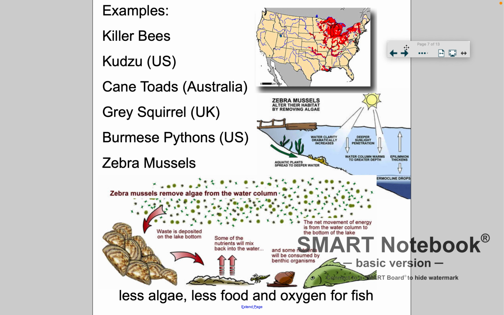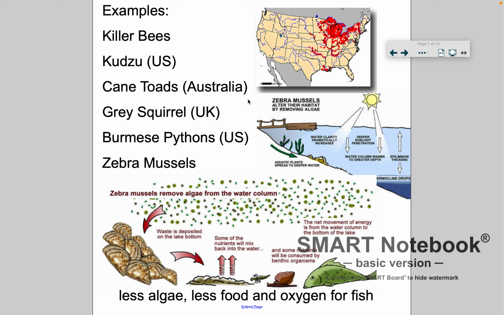So examples of introduced species: killer bees, kudzu in the United States, which is this fast-growing plant, and it grows very rapidly. I think it grows faster than bamboo, and it just can cover vehicles, cars, and houses in just a matter of days. Cane toads of Australia.